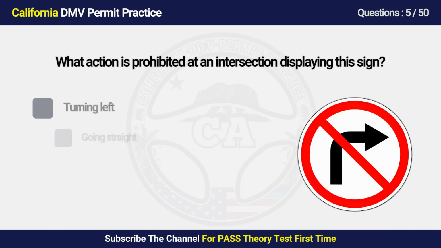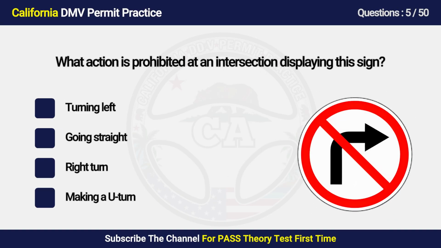Question 5. What action is prohibited at an intersection displaying this sign? A. Turning left. B. Going straight. C. Right turn. D. Making a U-turn.